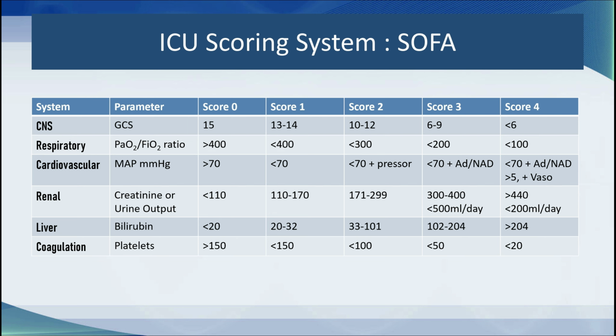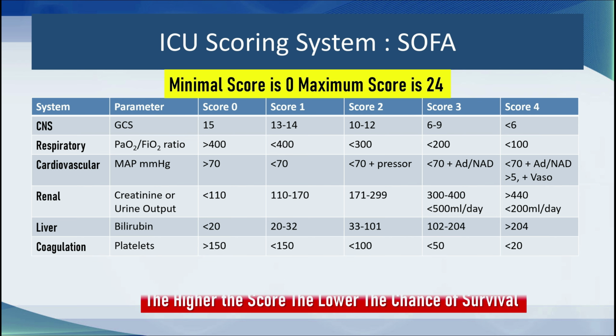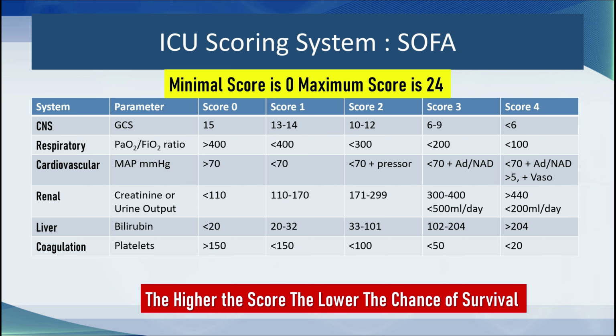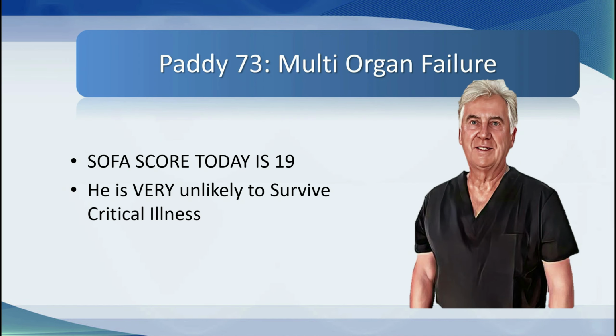The minimum score on the SOFA scoring system is 0. Obviously, you would never be in the ICU with a 0 score. Usually, most intensive care patients will have a score in excess of 7 or 8. The maximum score is 24, and the higher the score, the lower the chance of survival for the patient. Realistically, anything over 15, the patient is at very, very high risk of death. If we look at the SOFA score of Paddy, who is 73, who came in with community-acquired pneumonia and now has multi-organ failure, his SOFA score today is 19, and that's extremely high, and it means that he is very unlikely to survive critical illness.